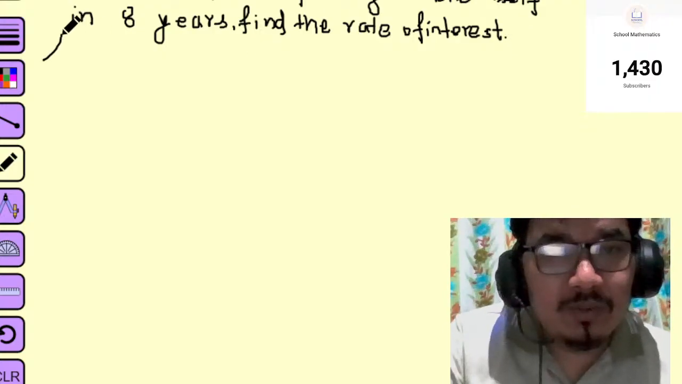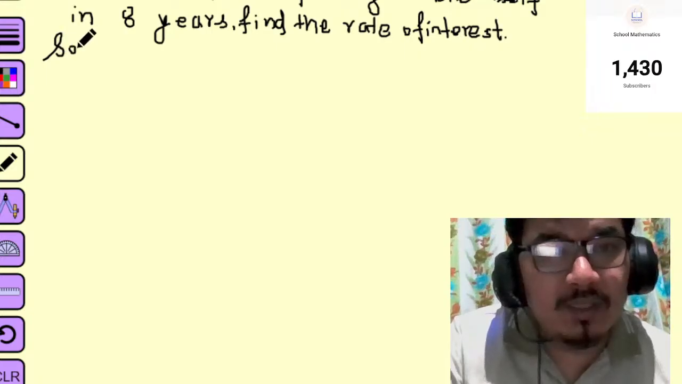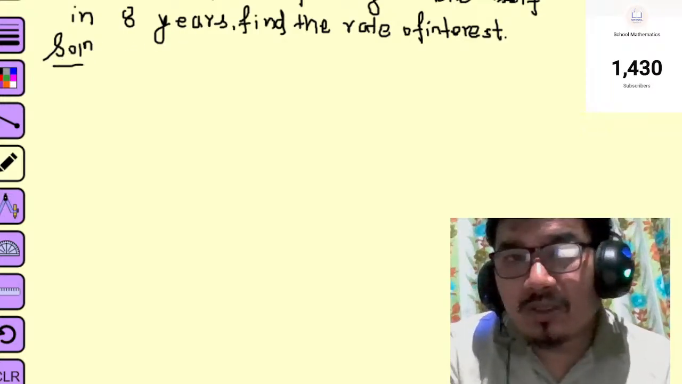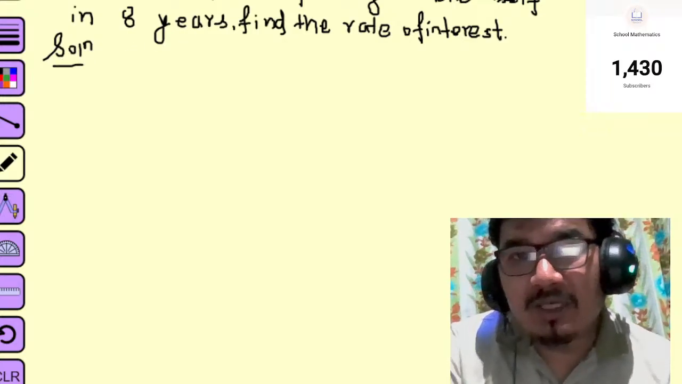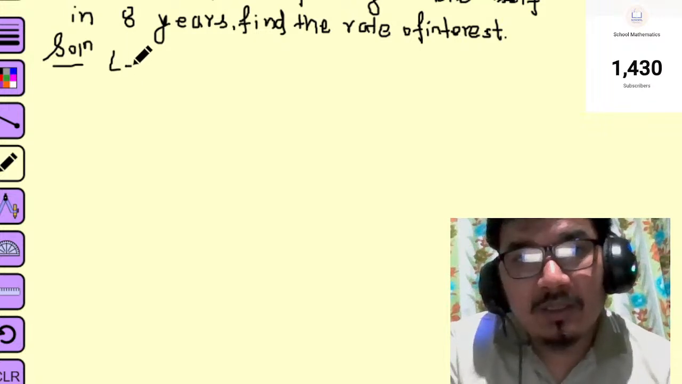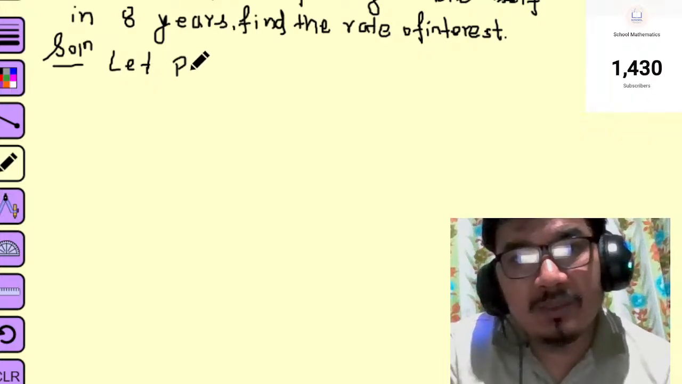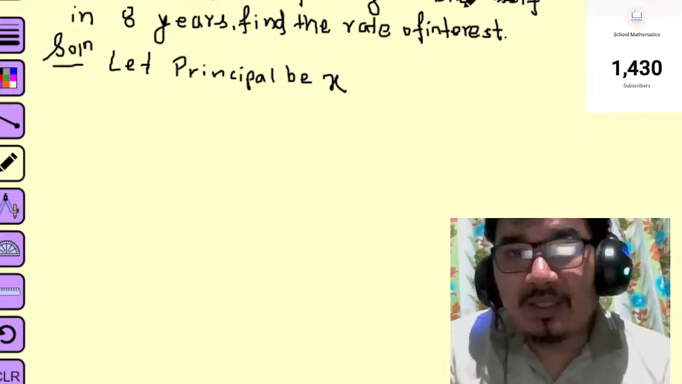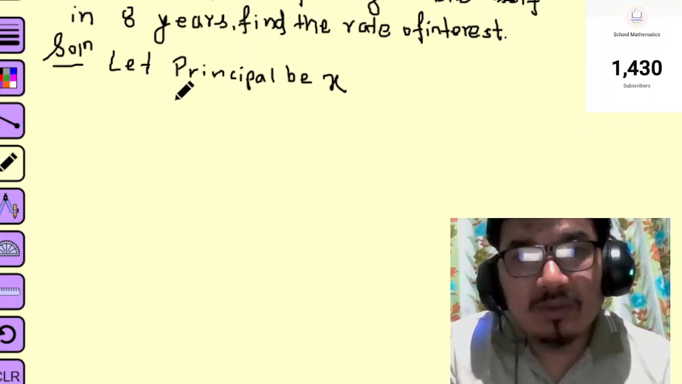And according to this question, look here, what are the given things? First of all, mention them like this. A certain amount of money becomes 3 times itself, so let the sum of money, that is the principal, be x.